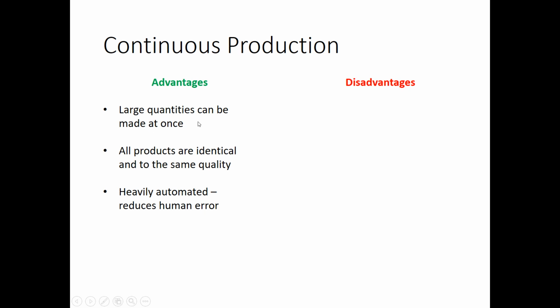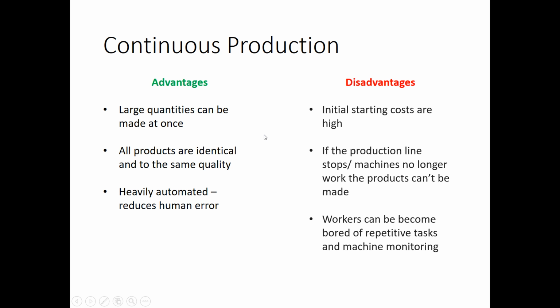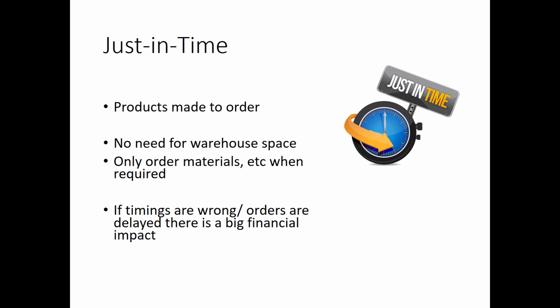Advantages: large quantities can be made at once, all products are identical to the same quality, heavily automated to reduce human error, so pretty similar to mass production. Initial start costs again are high. If one part of production stops, it can stop everything, and also workers can be bored, low skill workers.